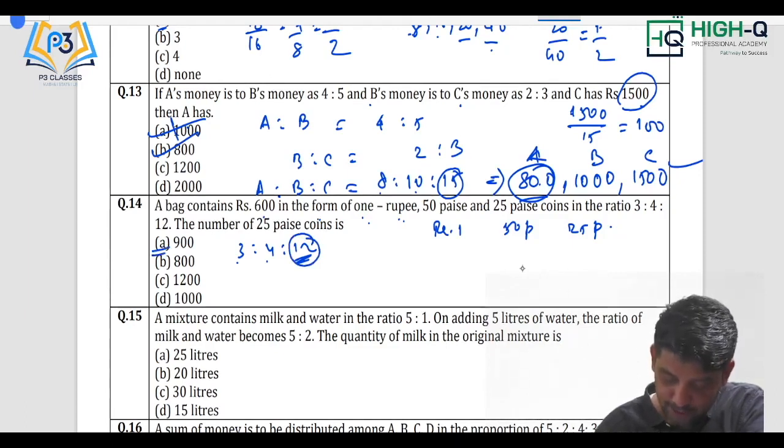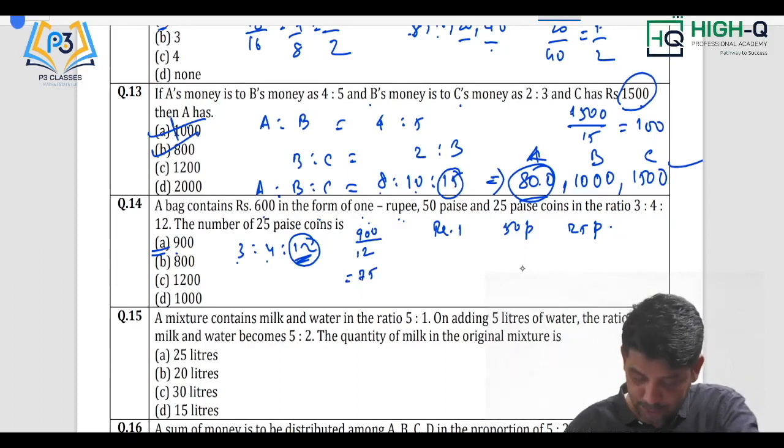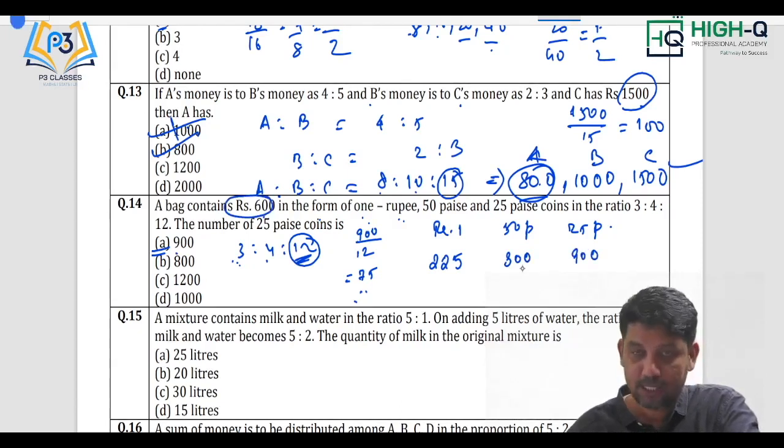Let me take option A, 900. So what I do is simply 900 by 12. What is 900 by 12? 75. Okay. So 3 into 75. I'm doing the trial and error method. 3 into 75, there are 225 one rupee coins. 4 into 75, there are 300 50 paise coins, and 900 25 paise coins. Now I'm going to check whether I'm getting a total of 600 or not.